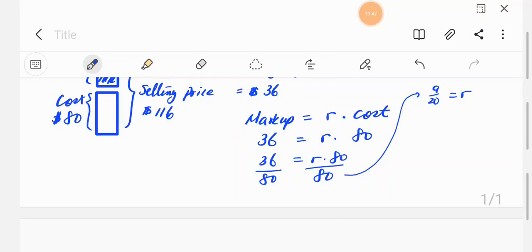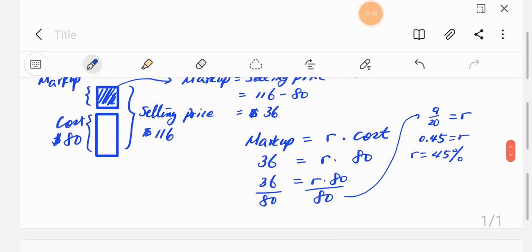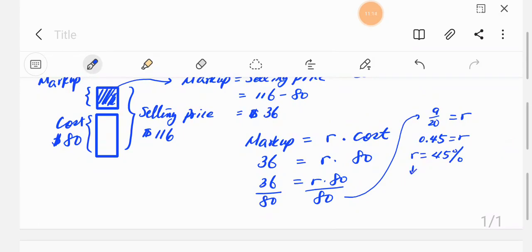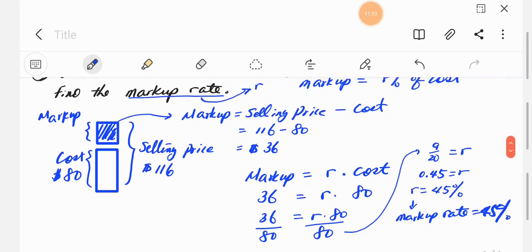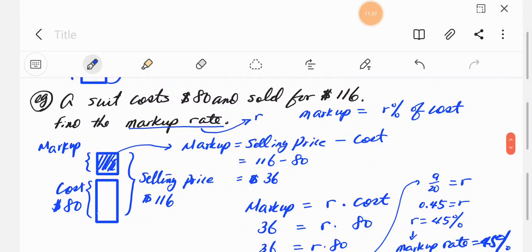Then 9 over 20 is 0.45. So R is equal to 45%. Since R is a decimal, we convert it to a percent, right? So R equals 45%, which is the markup rate. So you applied 45% to the cost. So 45% of $80 is $36, giving 116. Okay, simple, isn't it? So always draw a diagram so that you can write an equation very easily.